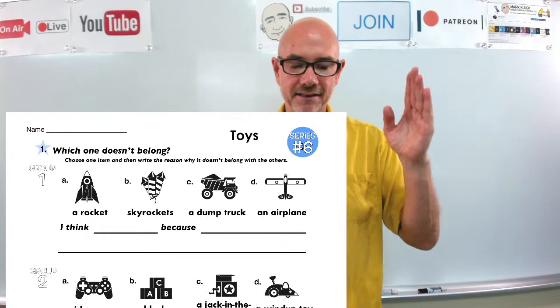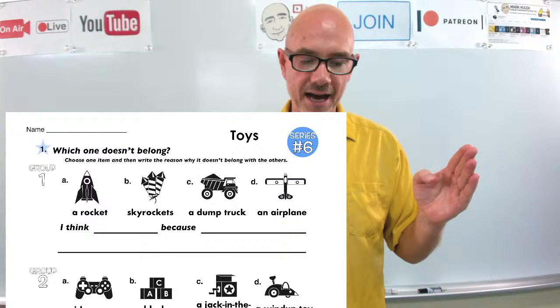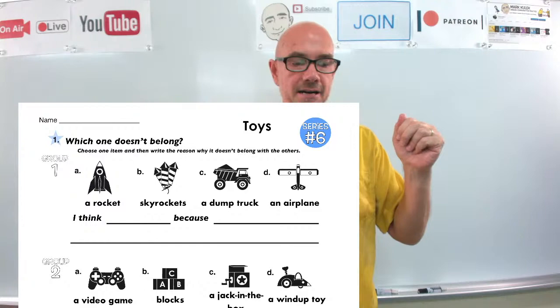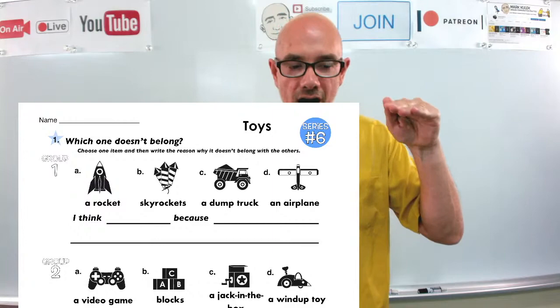Okay, Dalva says, a rocket is used in the space and the truck is driving in the streets. Yeah, okay, Dalva, that's right. So we can say a rocket flies in the air, right? An airplane flies in the air. Skyrockets fly in the air, but a dump truck goes on the land. Very good, Dalva. Yep, so a dump truck goes on the land, on the streets.